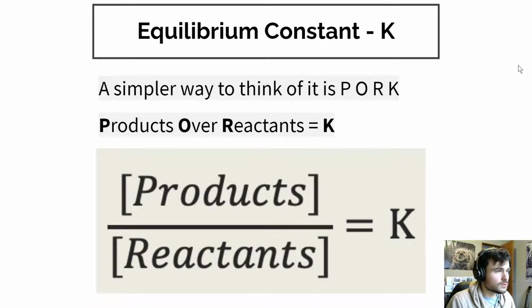Last time we looked at equilibrium expressions and how to write them out. We saw that we had this PORK, which was products over reactants equals K. And K is just a number telling us how far our equilibrium is. If it's more than 1, we're going to say it's product favored, and if it's less than 1, we're going to say it's reactant favored. More on that later in the video.